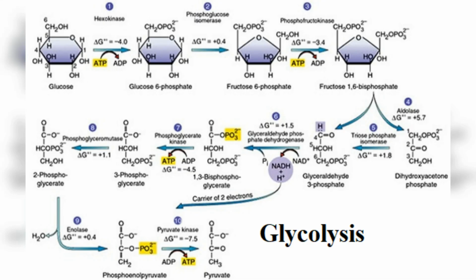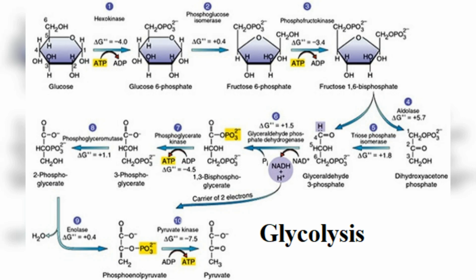Glycolysis is a metabolic pathway that occurs in the cytoplasm of cells and is responsible for breaking down glucose into 2 molecules of pyruvate. The process of glycolysis consists of 10 enzyme-catalyzed reactions, each of which plays a critical role in the overall process. The reactions of glycolysis can be divided into 2 main phases, the energy investment phase and the energy payoff phase. Let's take a closer look at each of these phases.